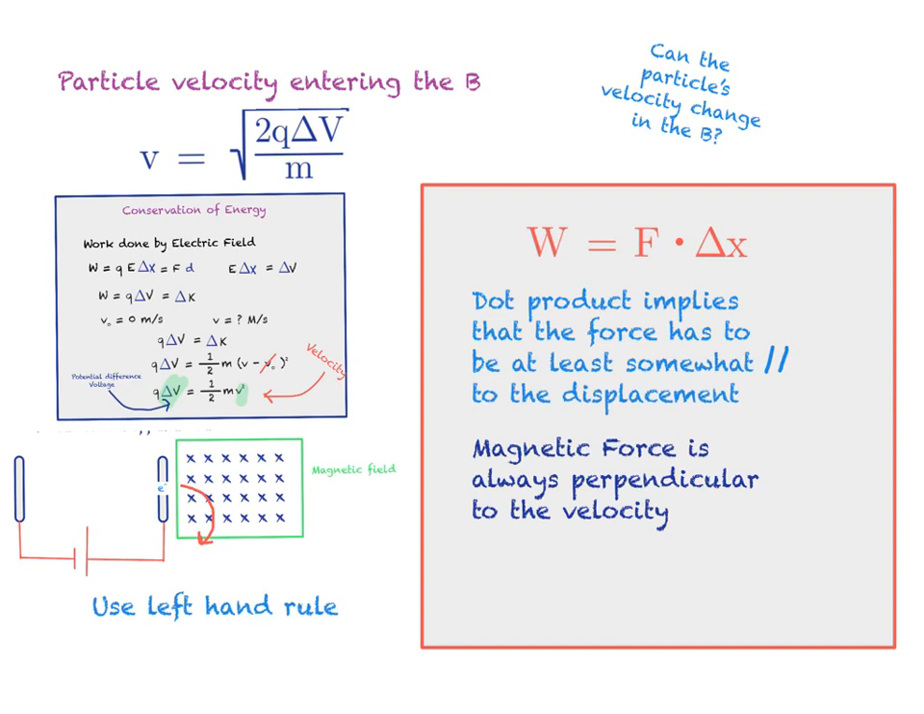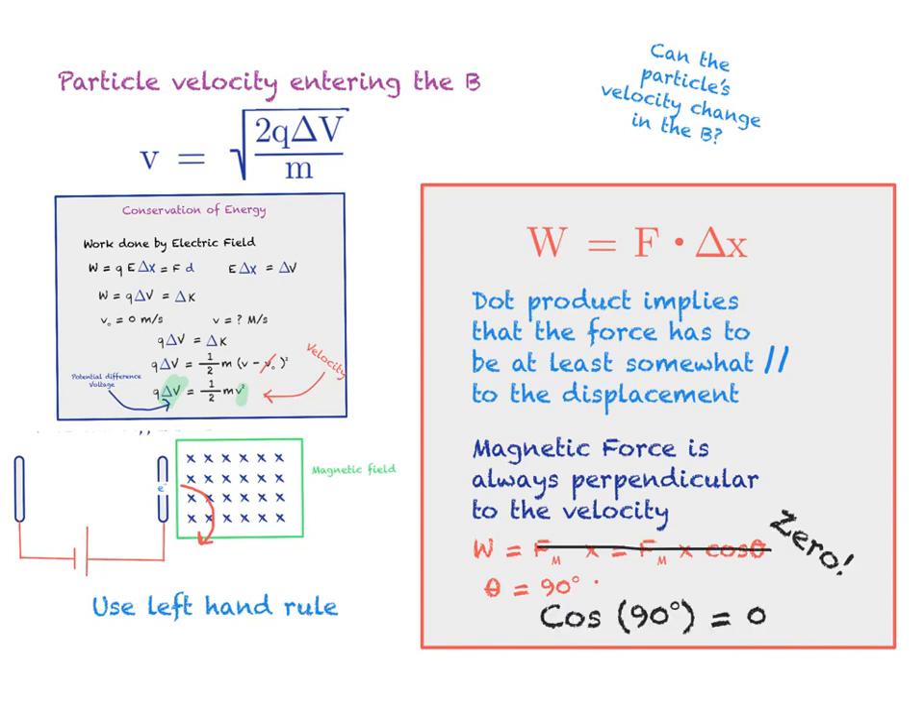That means that if we were to try to plug in the magnetic force as the force doing work, we would see that this dot product, which expanded is F_M d cosine theta. If I were to plug in 90 degrees for theta, which is the angle between the magnetic force and the particle's velocity in the magnetic field, this would always come out as 0 because the cosine of 90 degrees is 0.